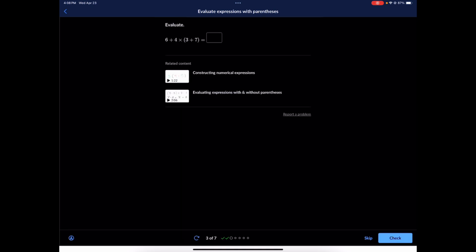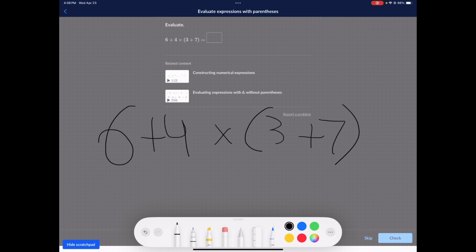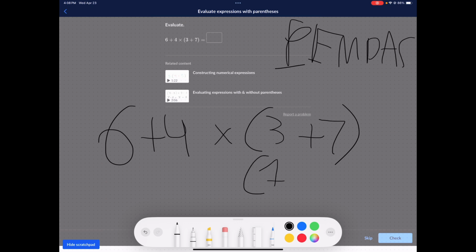I do encourage that. Okay, evaluate. So now we're actually just dealing with PEMDAS. So let's take a look at this equation here. So what's our first step here when it comes to PEMDAS? Parentheses. So 3 plus 7 is 10. So 10 here. And then we have 6 plus 4 times 10. This doesn't have to be a 10, but I'm just doing it for the tutorial.